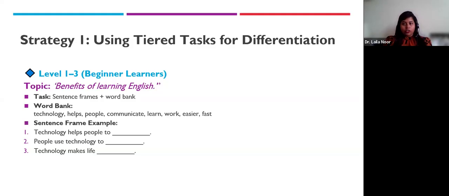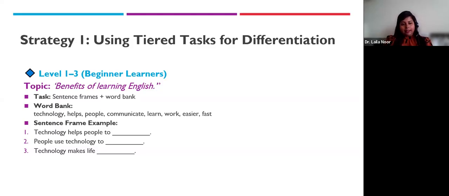Here is one example of how we can use tiered tasks for differentiation. I will share three levels: beginner, intermediate, and advanced. For tiered tasks, our goal and objective are the same, but our levels of complexity are different. For example, we have the same topic: what is the benefit of learning English. When we are teaching it to beginner learners, what could be our teaching strategies? Keep in mind that beginner learners are mainly tier one. They need very simple instruction and understanding, and their assessments will also check whether they understand the basic things.